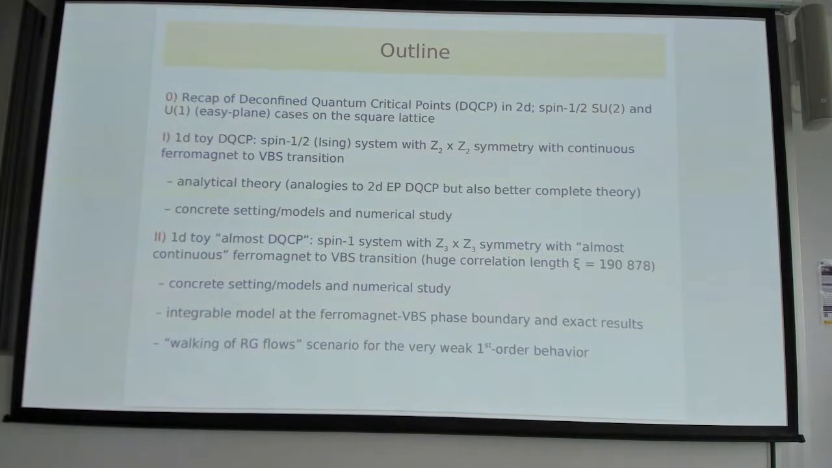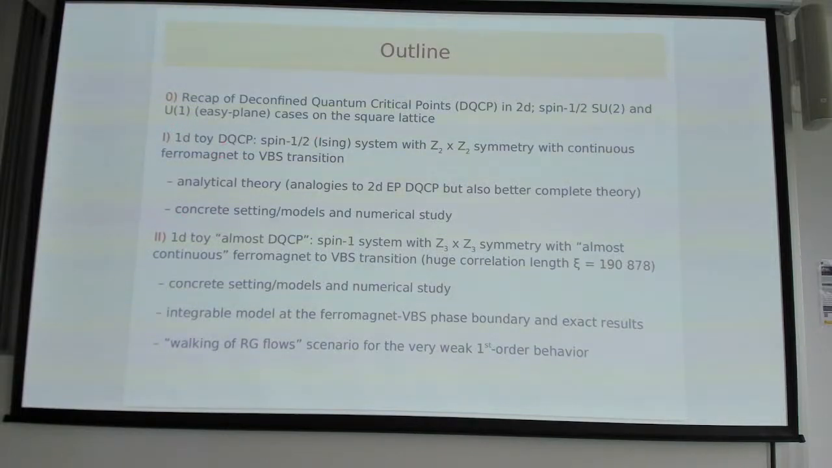Okay, so here is the outline of the talk. As background and motivation, I'll do a quick recap of deconfined quantum critical points, which I will refer to as DQCP, in the context where this was first proposed: for spin halves on the two-dimensional square lattice, with SU2 symmetry or with U1 symmetry. I'll spend a little more time on the U1 or easy plane case, since it will motivate the first one-dimensional model that I will discuss, and there will be a lot of parallels with this easy plane case.